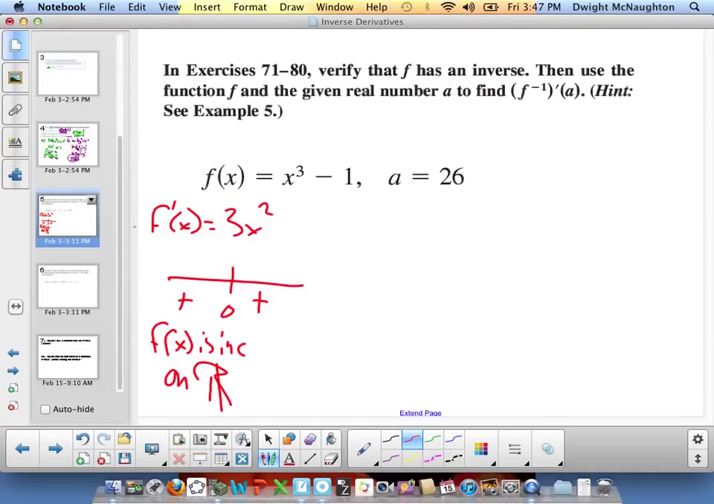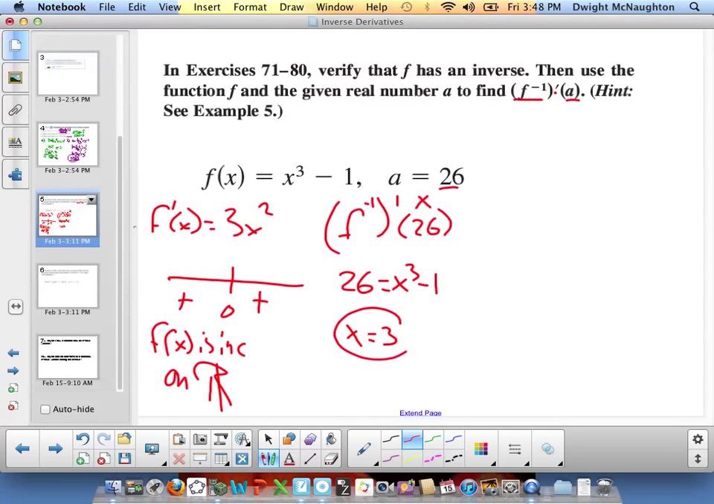All right, now I need to find out f inverse prime of a. Well, I know a is 26, so I'm looking for f inverse prime of 26. That's my x in my inverse, so it's my y in my function. So 26 equals x cubed minus 1. Go ahead, solve that. This one's not tough. Add 1, cube root. X equals 3, so f of 3 equals 26. That means f inverse of 26 equals 3.